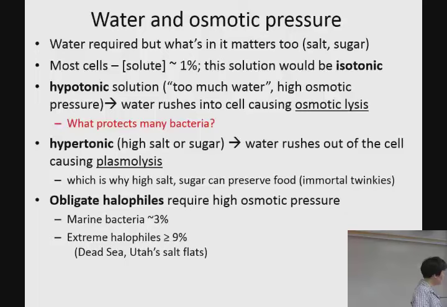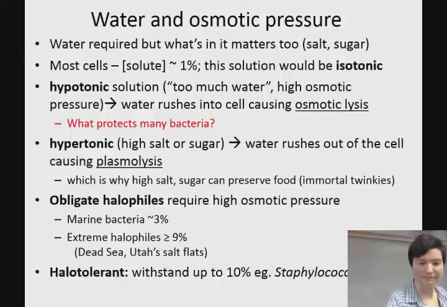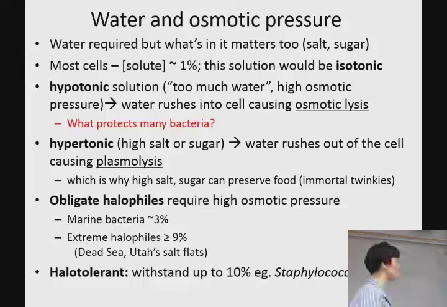And there are extreme halophiles that survive and actually prefer greater than 9% of salt. So those would be the ones that are adapted to, say, the Dead Sea, the Mediterranean Sea, or the salt flats in Utah. There is a group called halotolerant that is sort of in between your normal regular cell type and your obligate halophiles. They don't prefer it, but they can handle up to 10%. And that includes a lot of the species in the genus Staphylococcus.